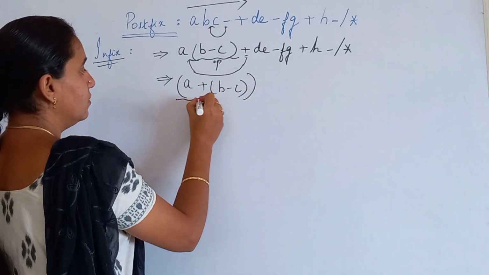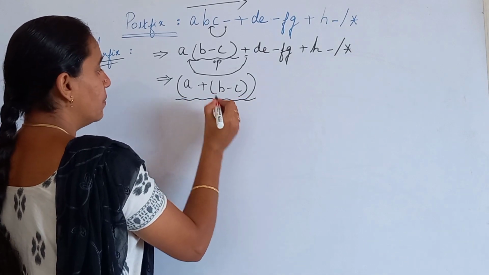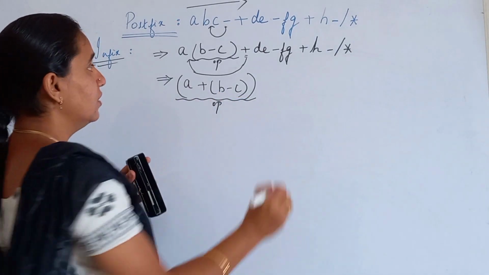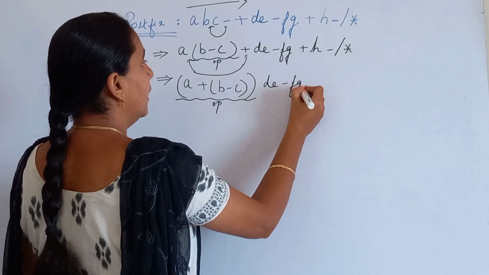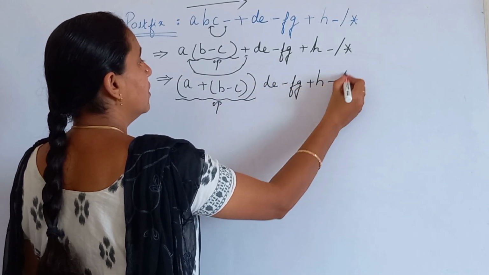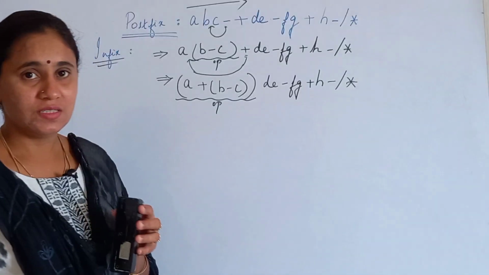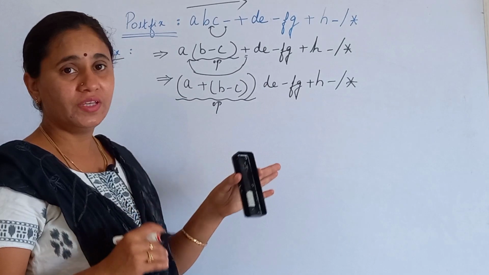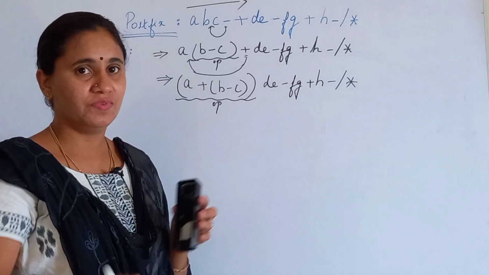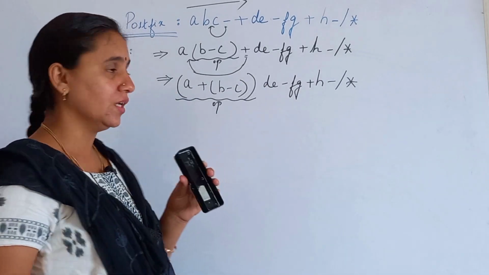Now you see this is your complete operand. Okay friends, write the remaining expression as it is: DE minus FG plus H minus slash and star. Can you follow? If you see, the way of solving is similar to that of prefix to infix. Can you understand? Okay, so now next one.